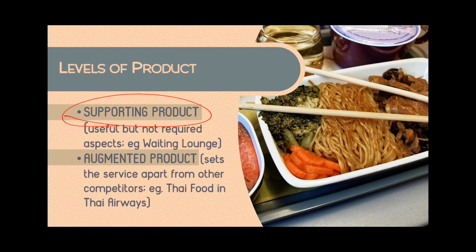And the next level is the augmented product. The augmented product is basically an aspect of the product which sets the service apart from other competitors. Like for example, pagka ikaw ay fly sa Thai Airways, ang pagkain na isi-serve sa iyo ay Thai food. It's a part of the service, and it's basically kind of a branding for the service as well, di ba? Syempre, yun ay Thai Airways, so may mga Thai food na available doon sa pagkain na sino-serve doon sa airline na yon.